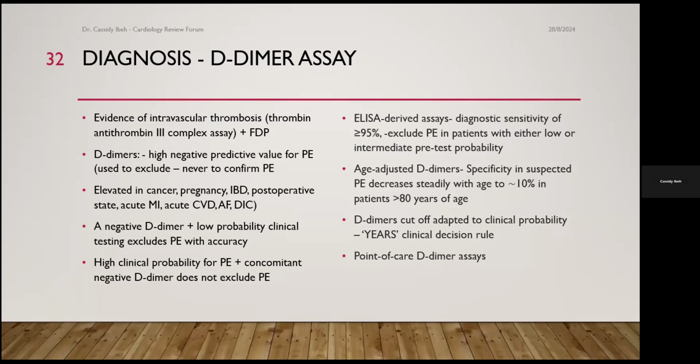Now you also have what we call the D-dimer cutoff adapted to clinical probability. This tells us that it's important to relate whatever D-dimer value we get to a clinical probability, to help you make a diagnosis and tell you whether the patient is more likely to have a pulmonary embolism or not. There is also point-of-care D-dimer access, which is most useful in rural areas or where patients are not able to access established diagnostic imaging. It helps you quickly rule out whether this patient has a possibility of having pulmonary embolism or not.